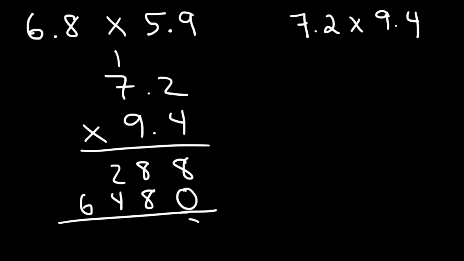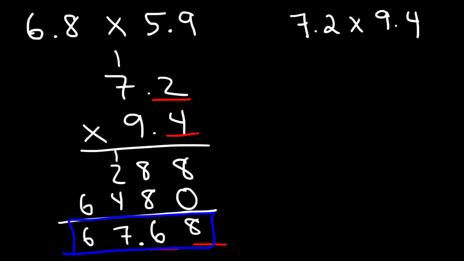So we have 8 plus 0, which is 8. And then 8 plus 8 is 16. Carry over the 1. 1 plus 2 plus 4 is 7. And here we could bring down the 6. So we have 2 digits to the right of the decimal point. So our final answer should be the same. So it's going to be 67.68.